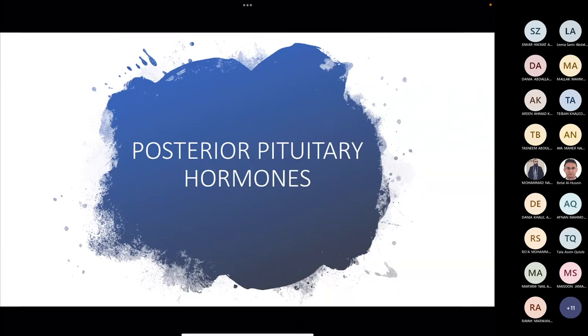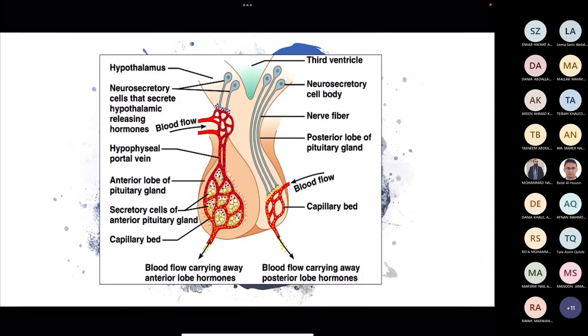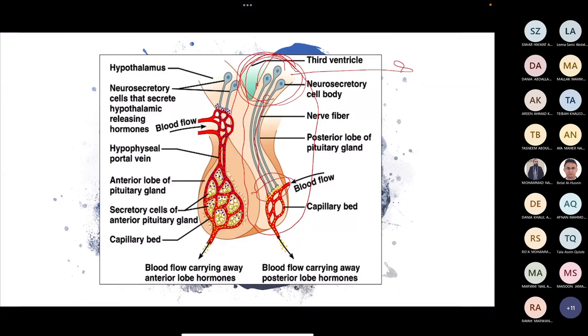Now, as we said, the posterior pituitary's regulation is different from the anterior pituitary. We said we have long neuronal cells. The cell body is located in something called the paraventricular nuclei. It synthesizes and transports the hormones to the presynapses, and they are released when they are needed.